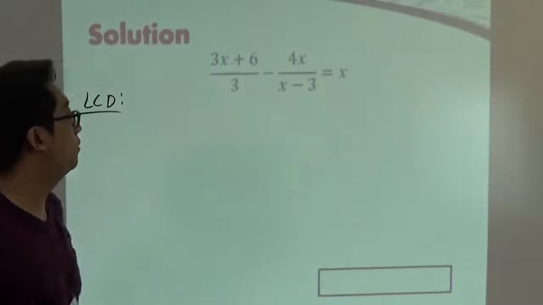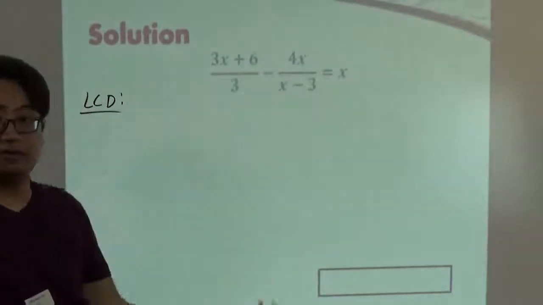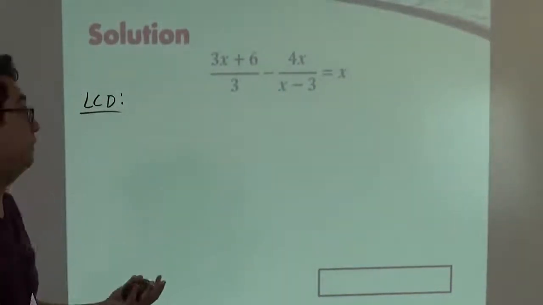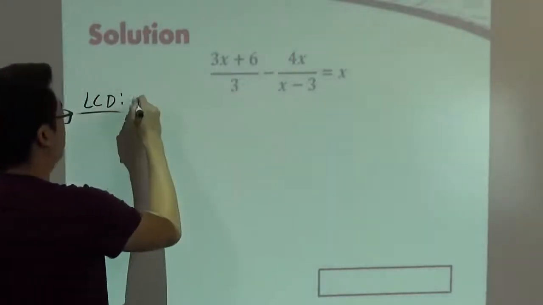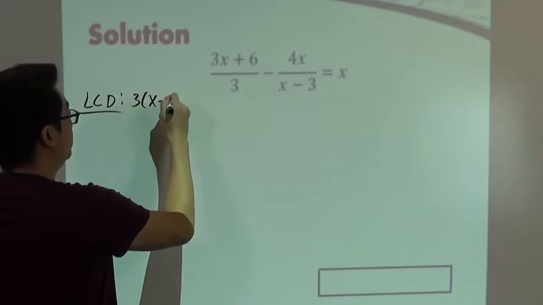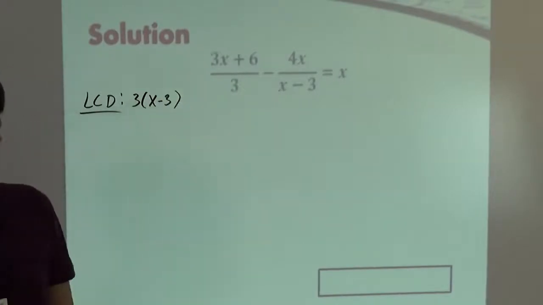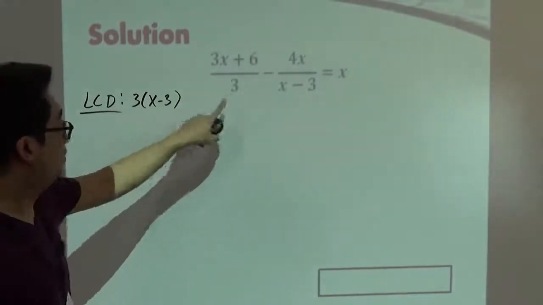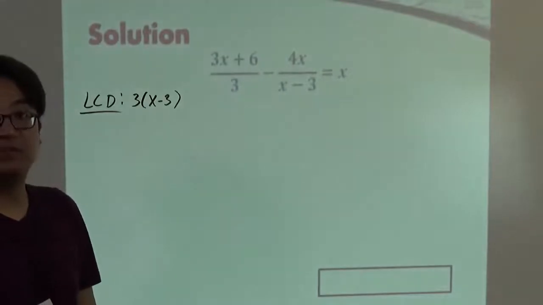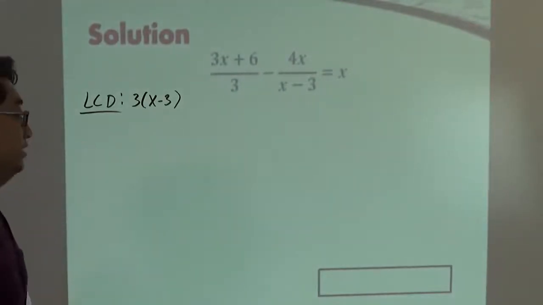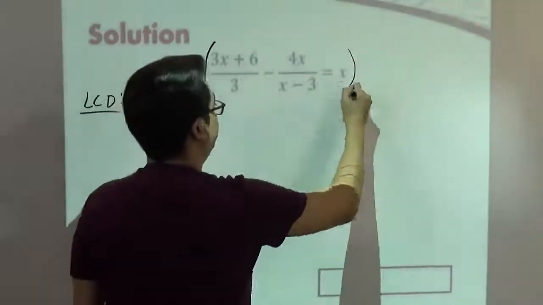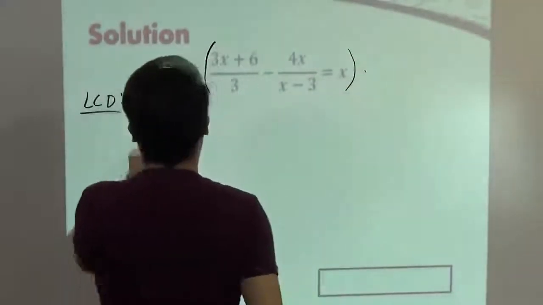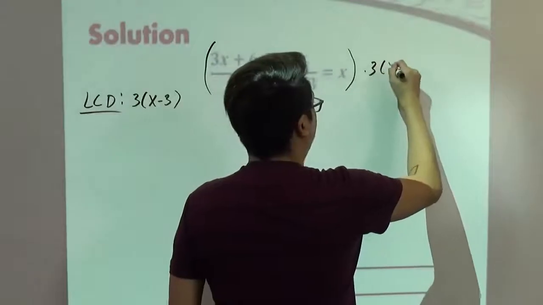Even though you have x minus 3 here, remember, your LCD is the least common denominator. When doing an expression, in reality, the least common denominator would just be the two denominators multiplied by each other. So our LCD should be 3 times x minus 3. In order to clear the fraction, we need to multiply the whole equation by our LCD, 3 times x minus 3.